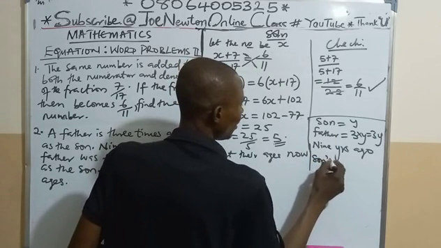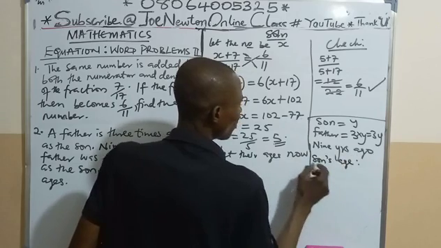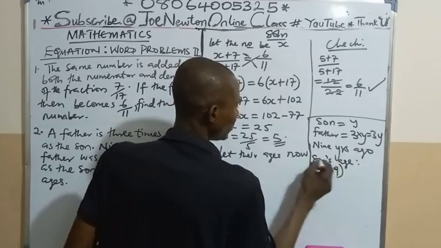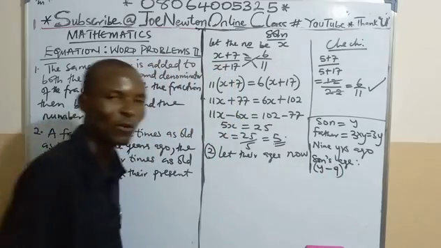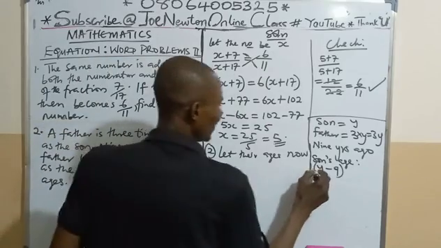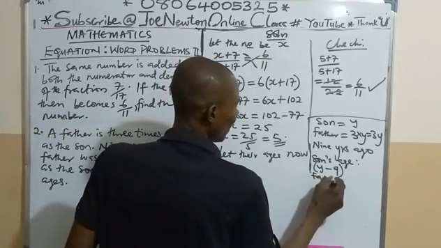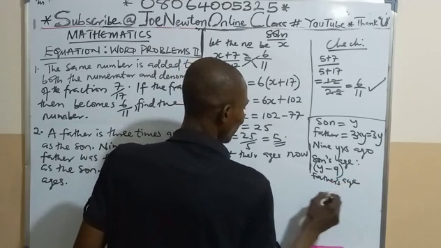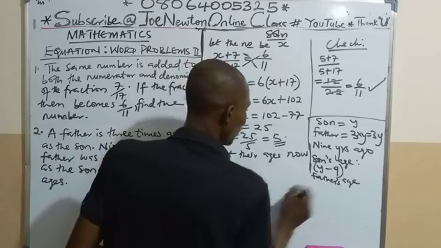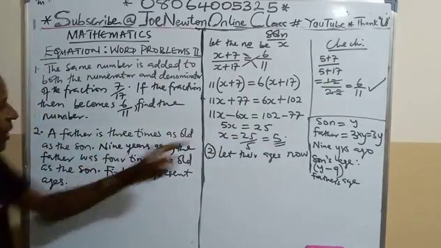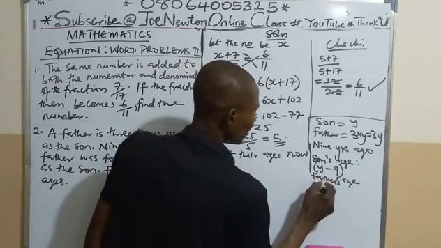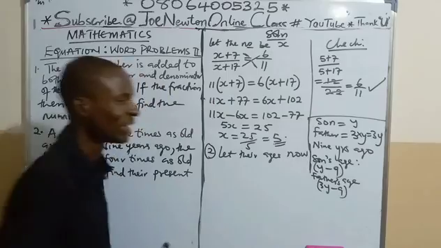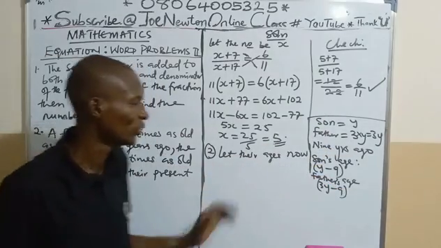So 9 years ago, the son's age then is supposed to be y minus 9. That's 9 years ago. The father's age for 9 years ago is supposed to be 3y minus 9. So these are the interpretations we need for this solution.